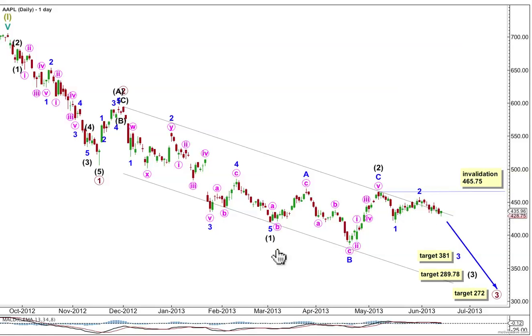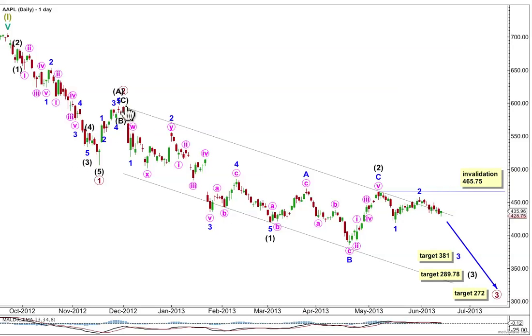The bigger picture still sees Apple in a big second wave correction at supercycle degree beginning here at the all-time high, and within it cycle wave A looks like it's unfolding as a 5-wave impulse at primary degree. So we have primary 1 and 2 complete and primary 3 is extending. At 272, primary wave 3 would reach 1.618, the length of primary wave 1.